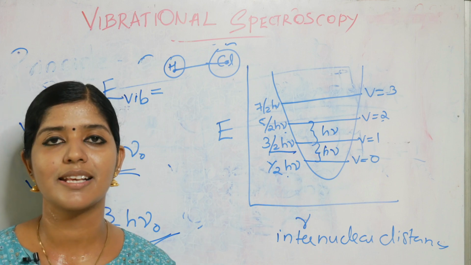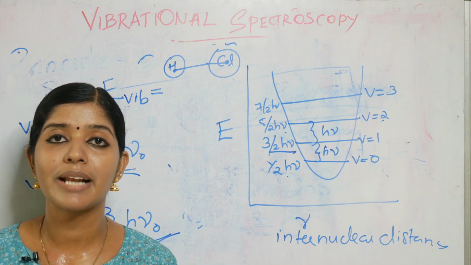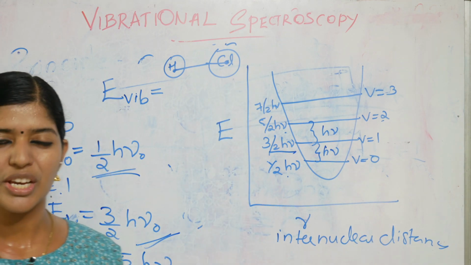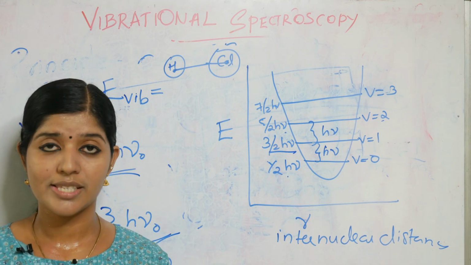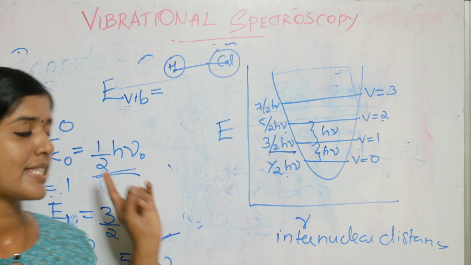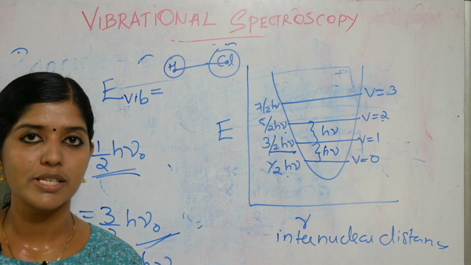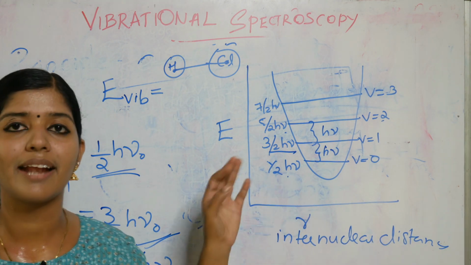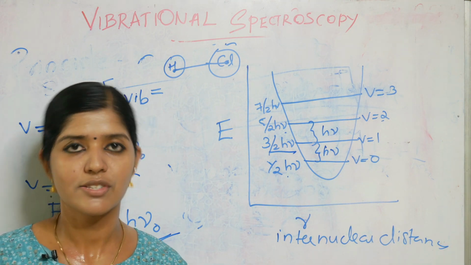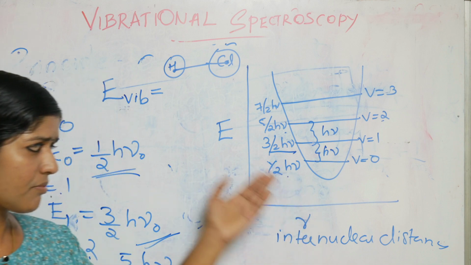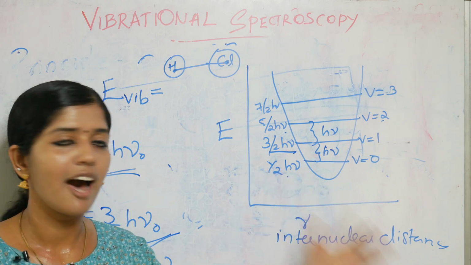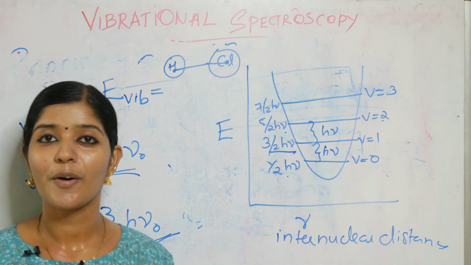It is usually asked repeatedly in exams: what is zero point energy for a simple harmonic oscillator in the case of vibrational spectroscopy? It is the lowest energy which an energy level can occupy, obtained when V is equal to 0. When V is equal to 0, E is equal to half h nu, and that is the lowest energy it can have, which is called the zero point energy. So the zero point energy is half h nu.